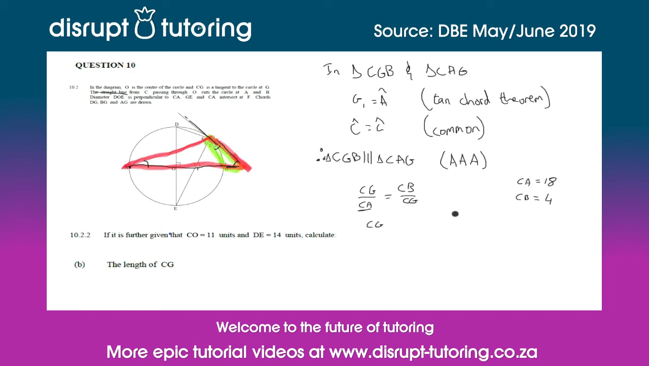So CG over 18 will equal 4 over CG. Do a little bit of algebra, we get CG squared, because it goes up to the top, equals 4 times 18, which is 72. And then we need to find the square root of CG squared to get our final answer of CG equals the square root of 72. And if you put that in your calculator, you can get 8,49 units. And that's the answer for B.